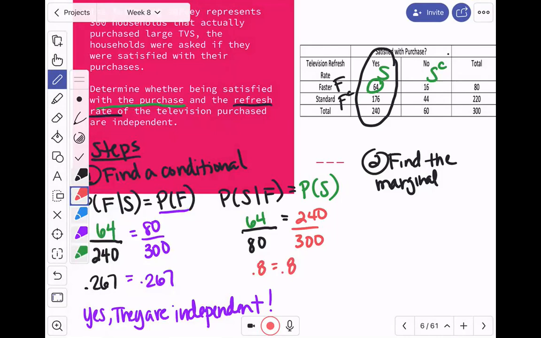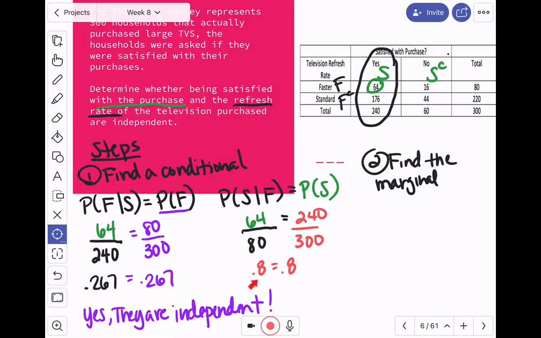If two things are truly independent, then it doesn't matter what condition you check with. As long as you set this formula up correctly, if they are truly independent, these numbers will always be equal to each other in the end. This is how we show that things are independent mathematically. We can assume that your refresh rate and the satisfied purchase are independent. We use that assumption-based independence. But this mathematically proves that they are independent. This tells me that your refresh rate has no effect on your satisfaction.